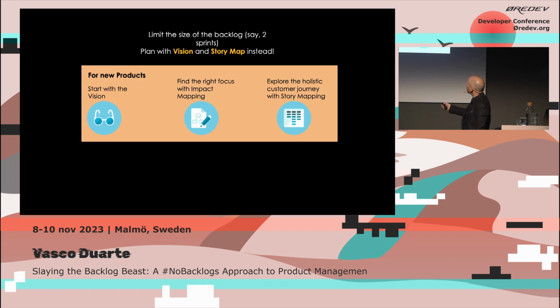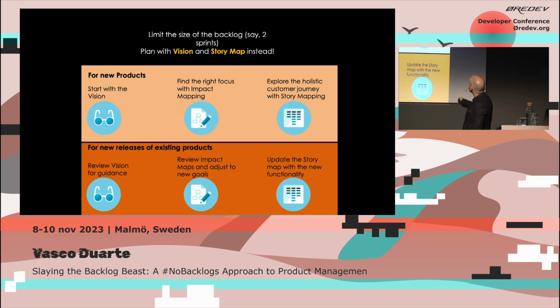And then find the right focus, right, with impact mapping. This is goal-driven decision making. How many of you know what impact mapping is? Okay, the others, you must read about impact mapping. You must read impact mapping. I'm not joking here. And then explore the holistic customer journey using user story mapping. How many of you know user story mapping? Okay, great. This is very good.